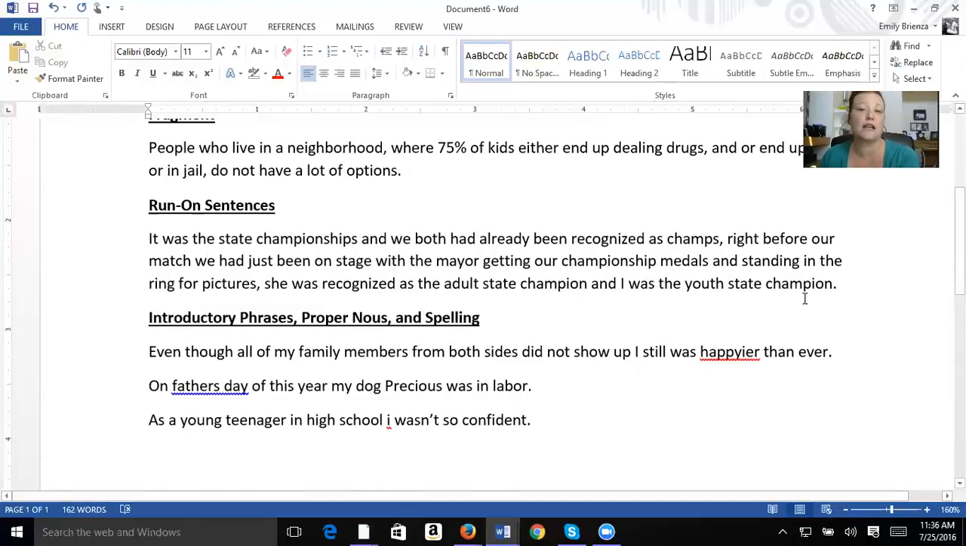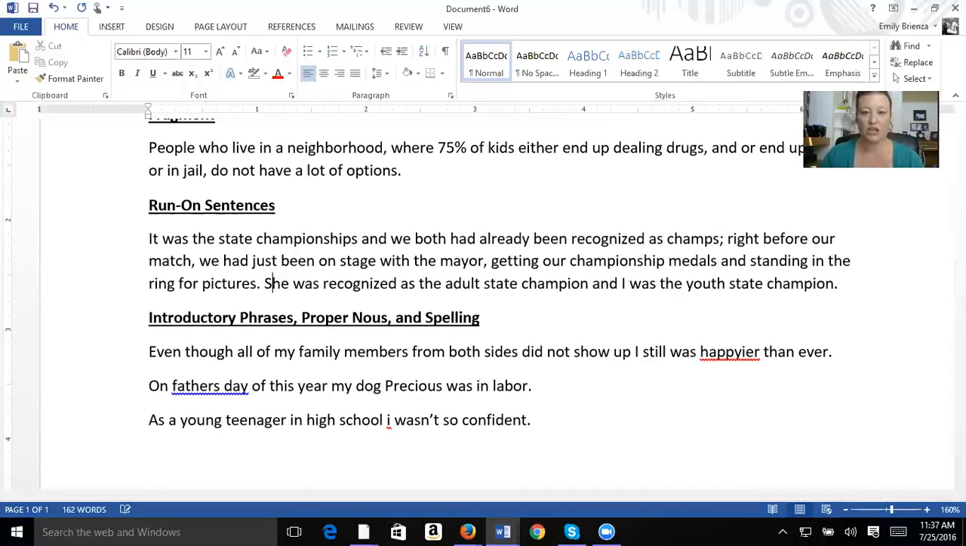Okay, so this actually has a lot of things going on in it. And we do have some commas, which give us a nice pause. However, a stronger punctuation mark than a comma is a semicolon. A semicolon goes in between two complete sentences that relate to one another. So it was the state championships, and we both had already been recognized as champs. Strong pause. Right before our match, comma, we had just been on stage with the mayor, comma, getting our championship medals and standing in the ring for pictures.